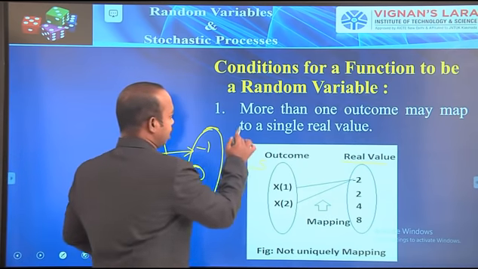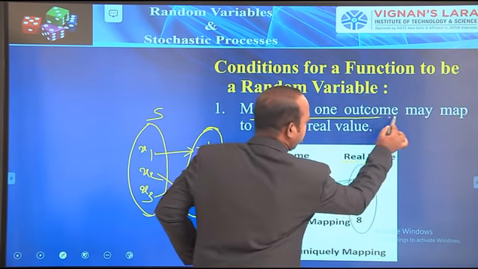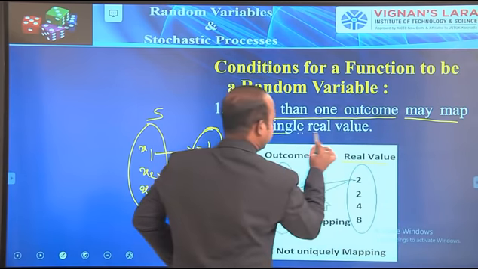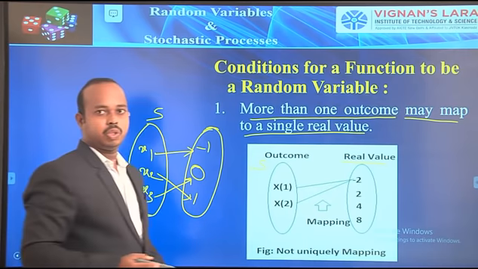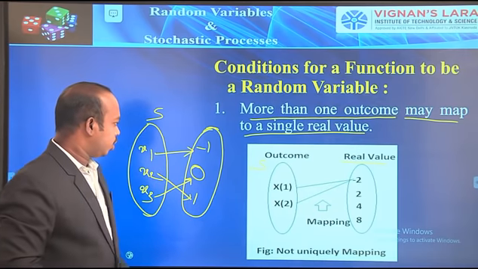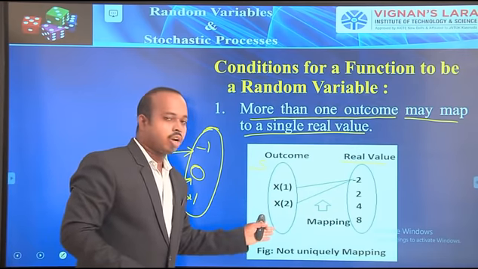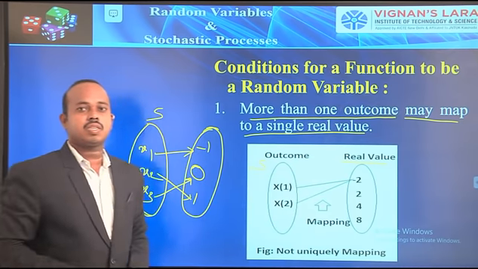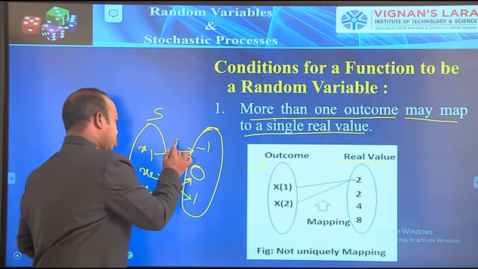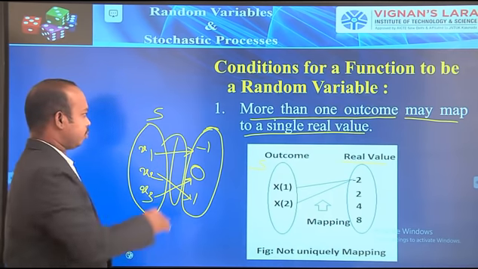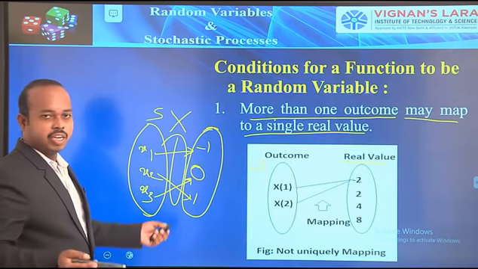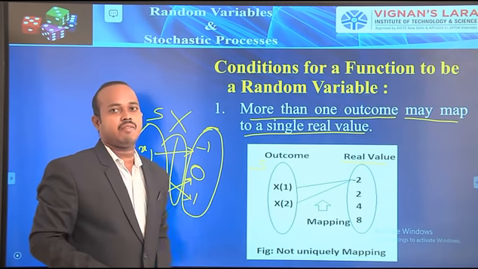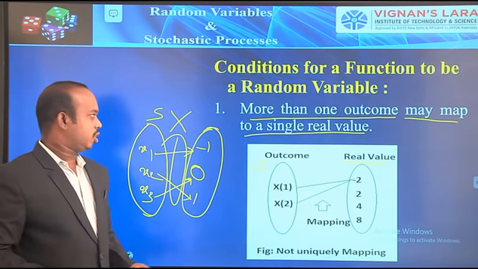According to our condition, more than one outcome may map to a single real value. That indicates that more than one outcome is mapping to a single real value. This one is the first condition. It is not only uniquely mapping. This is not like that. We can take that more than one outcome has a single real value. This one is the first condition.